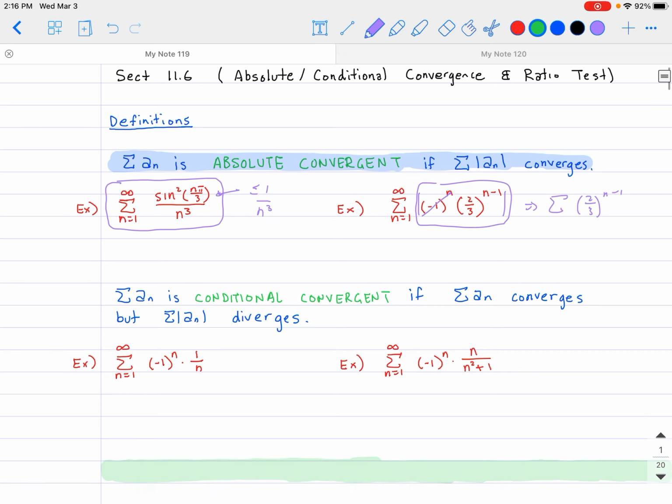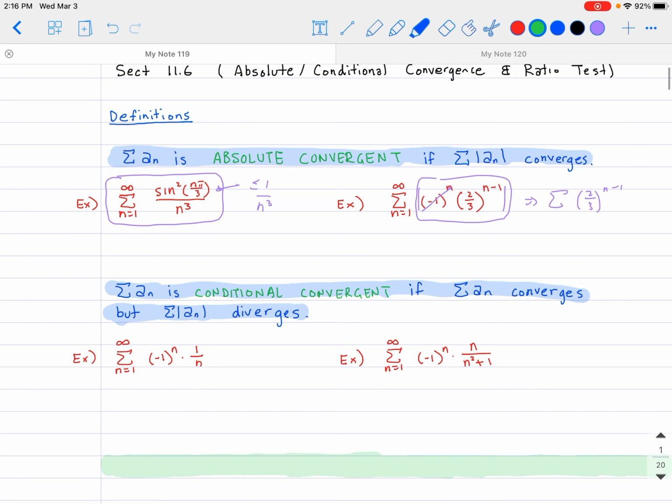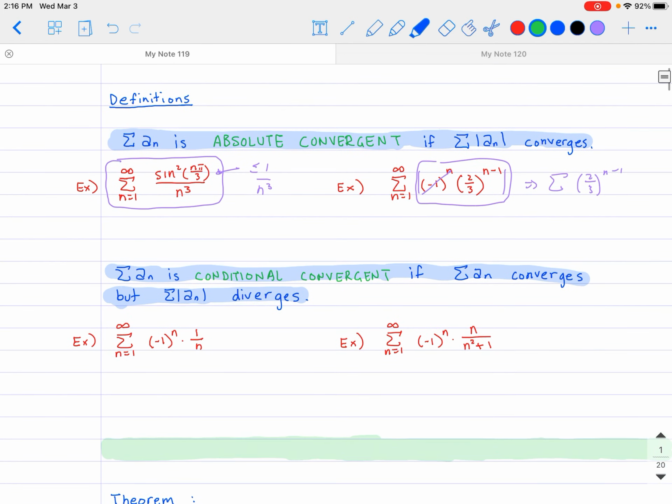Now, the term conditional convergence is a little bit different, but also somewhat similar. We say that a series is conditional convergence if the original series converges itself, but the absolute value of the sequence, when you make it into a series, diverges. Over here are two examples of series that are conditional convergence.